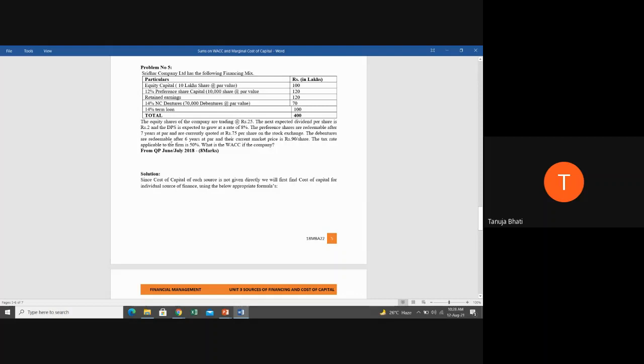Okay. Now let us calculate the WACC. We have just discussed this particular problem, so let us put this in the form of a solution. This is again taken from the question paper of June-July 2018. Now the solution. Since the cost of capital of each source is not given directly, we first need to find the cost of capital for each individual source of finance using the appropriate formulas.